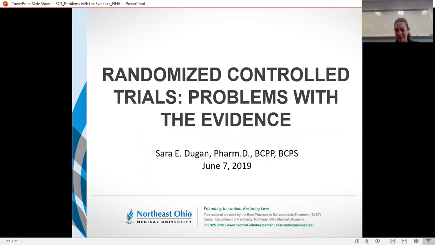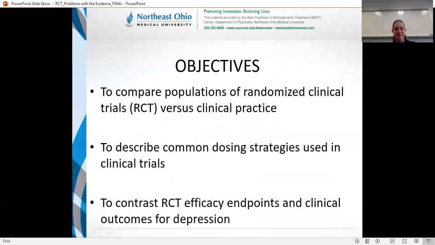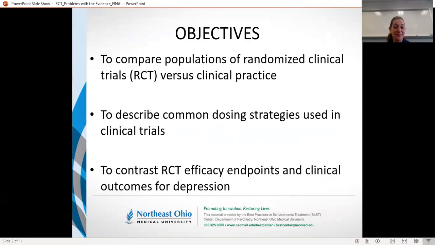So my grand idea is that I can get this done in a short period of time. Then I put the objectives together and realized that that's not going to fit in 15 to 20 minutes. So for today, we're going to compare populations, and this is going to make a difference compared to clinical practice because I think that's what's most relevant, but also into some of the treatment guidelines. We're going to describe some of the common dosing strategies and how that differs from what we may use and why that may really limit some of its effectiveness in informing evidence-based treatment.